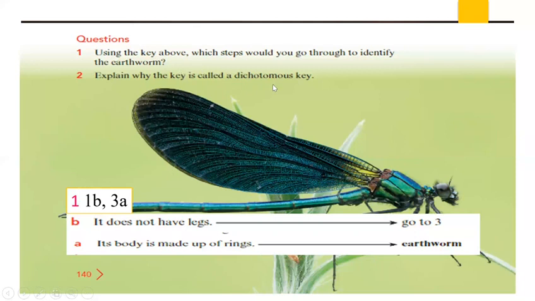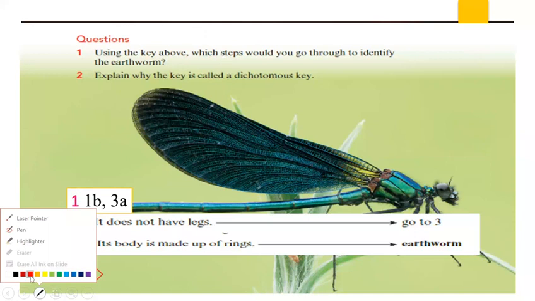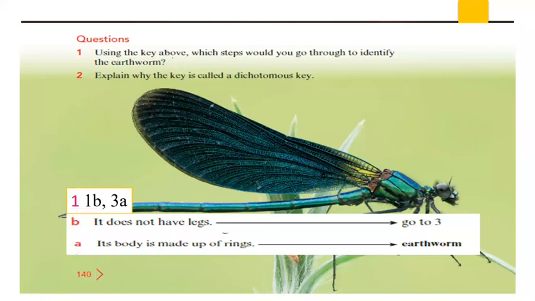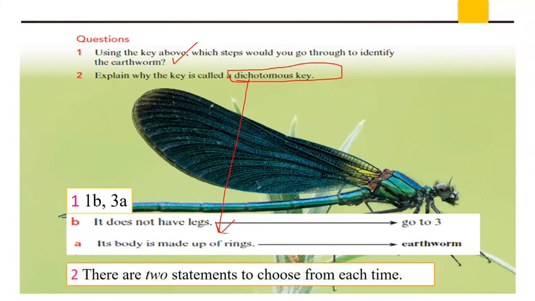Explain why a key is called a dichotomous key. The very number one question here is already done. We are done with this question. Why is a key called a dichotomous key? And the answer to this is this. Because there are two statements to choose from each time. Di means two. So there are always two statements which you have to choose from every time.